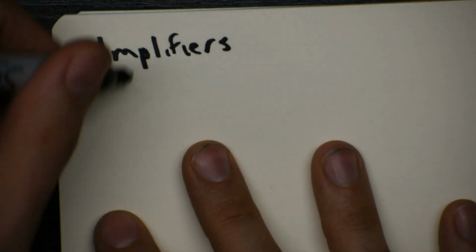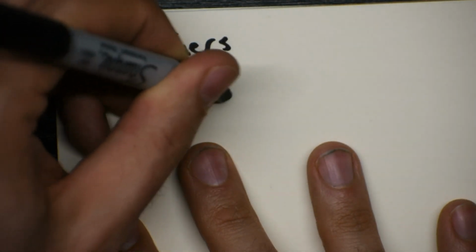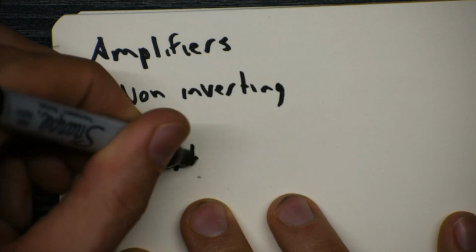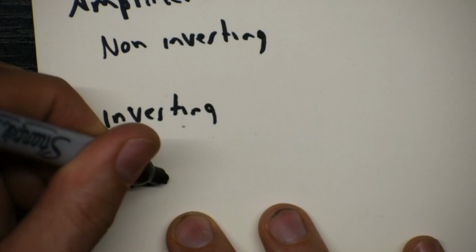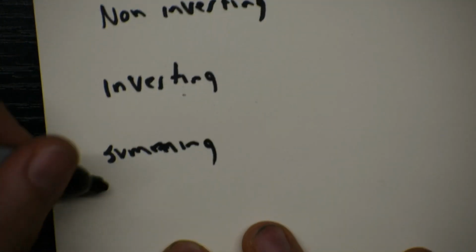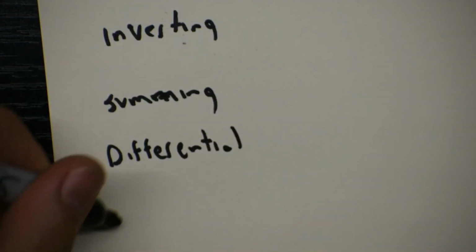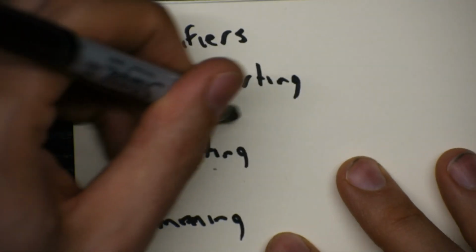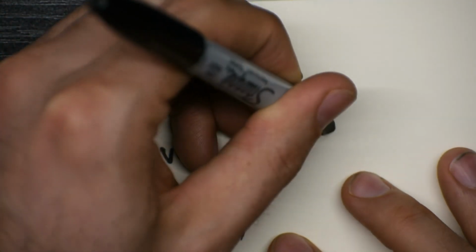And we have a bunch of standard ones. We have the non-inverting. We have the inverting. We have the summing. We have our differential. And we have our buffer. Okay, the non-inverting amplifier, V in goes to the positive side of the op amp.